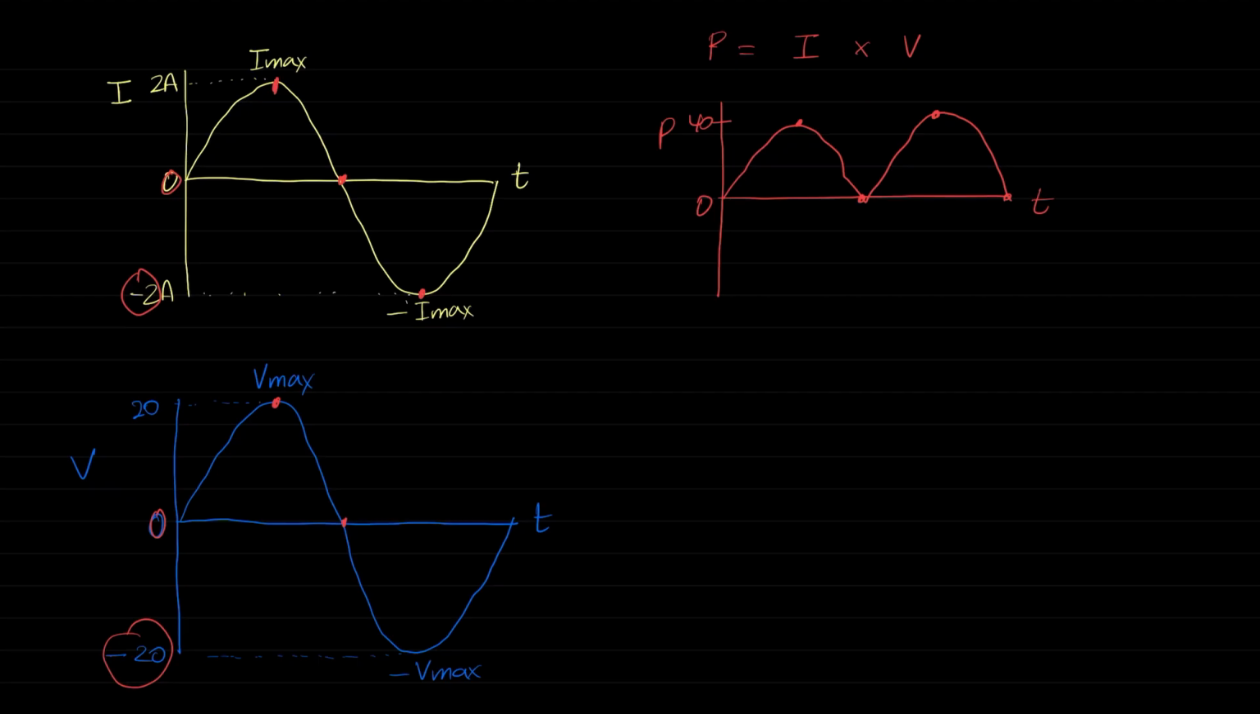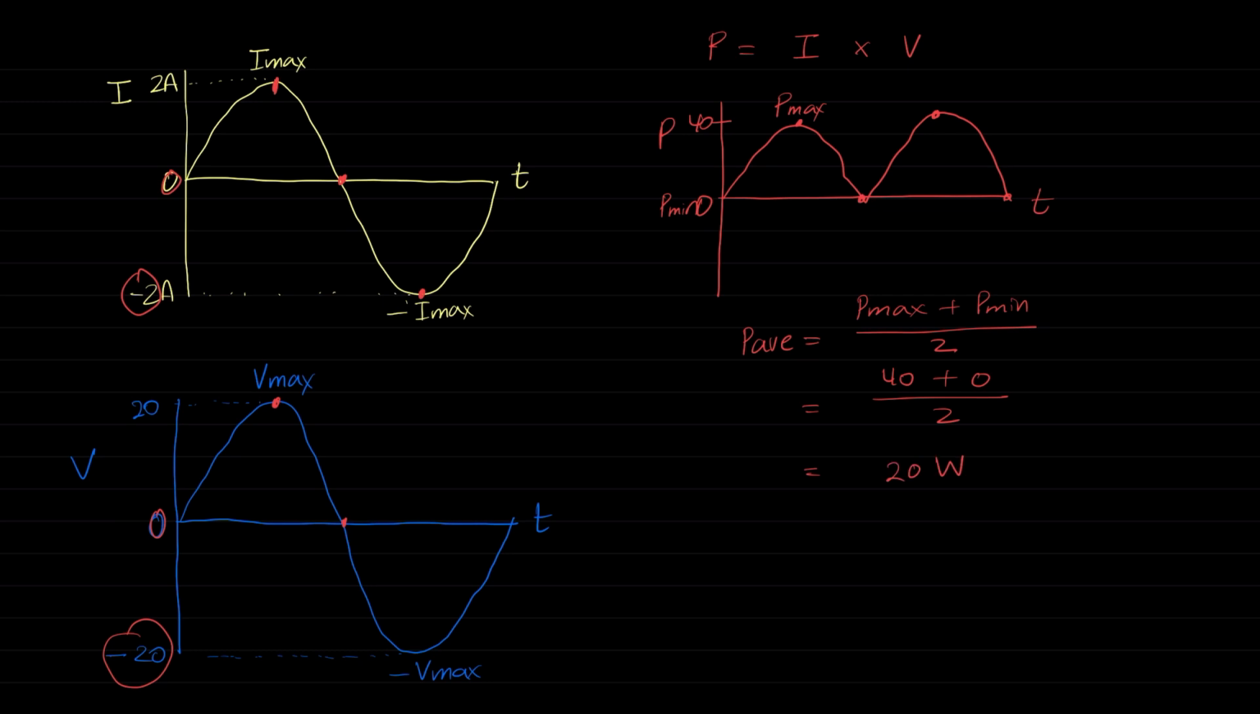So here we can calculate the power. Let this be P max, and this is going to be P minimum. So we'll say that the average power is going to equal P max plus P minimum over 2. Now P max in this case is 40 plus P minimum is 0, divided by 2. And so the average power is going to be 20 watts.